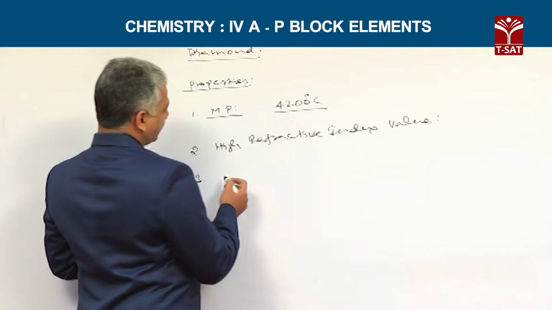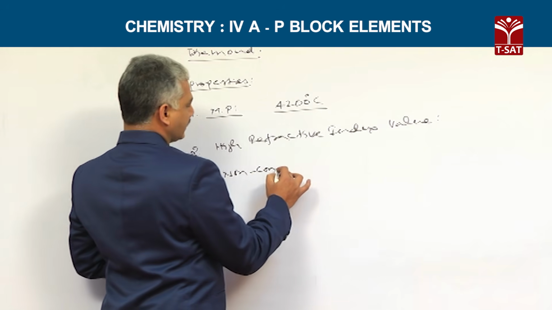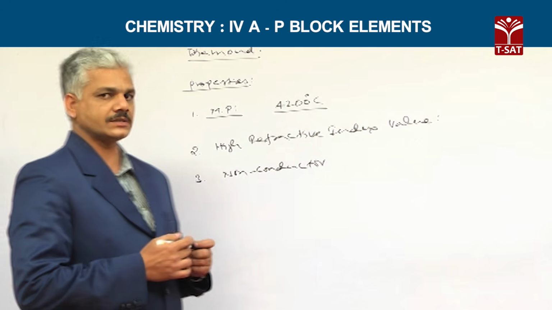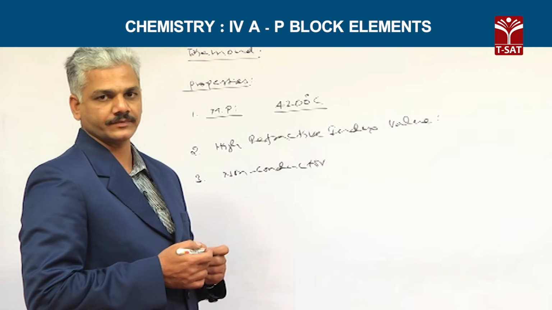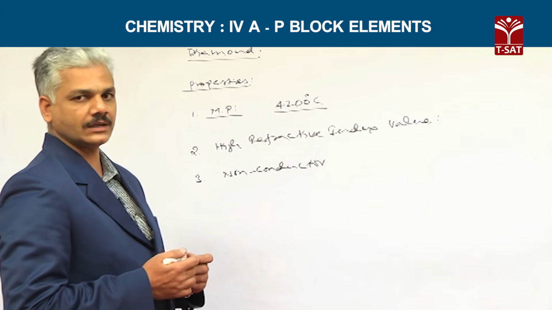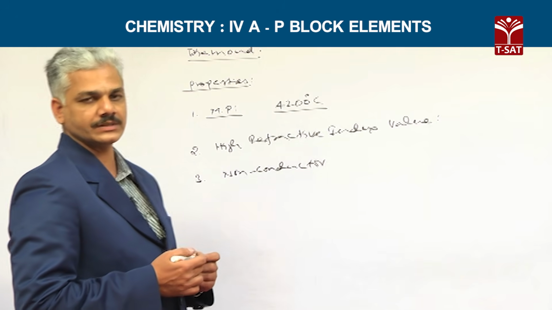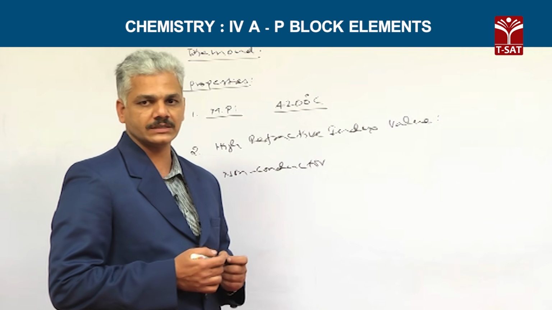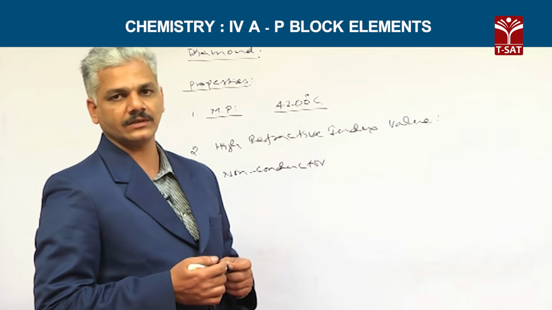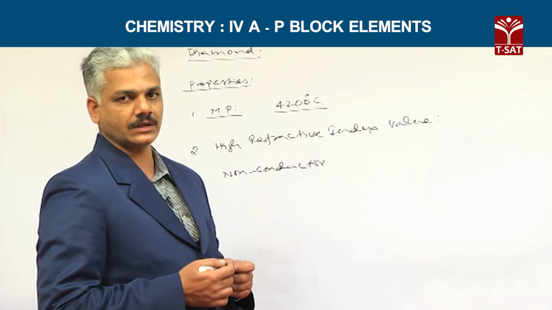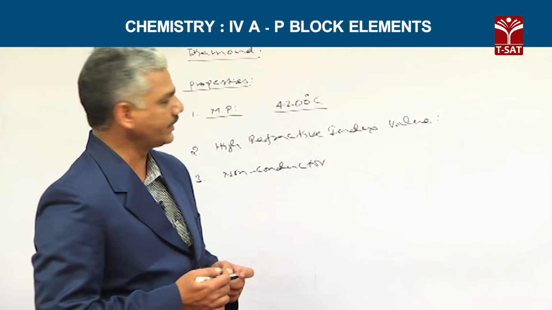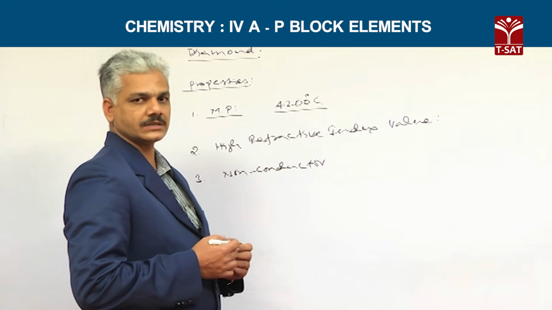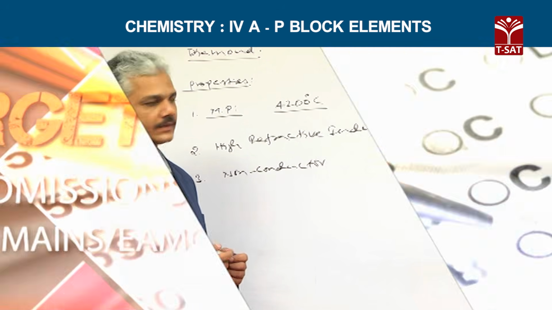Coming to conductivity, diamond is a non-conductor of electricity. Again, this property is also because of its structure. For a substance to act as a conductor, it should have either free electrons or free ions. But in diamond, all 4 valency electrons are utilized in the formation of strong carbon-carbon single bonds. Due to the absence of free electrons, diamond is a non-conductor of electricity.